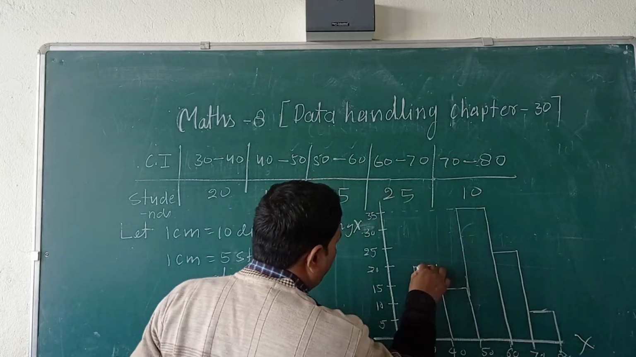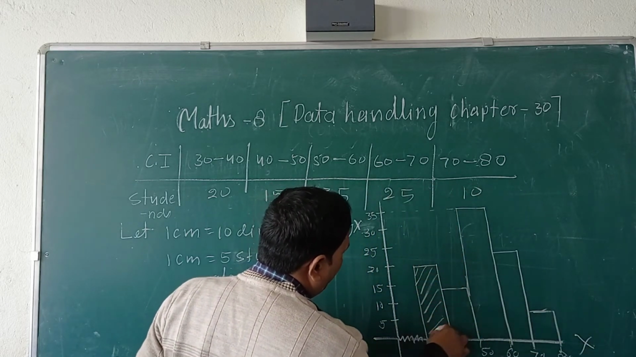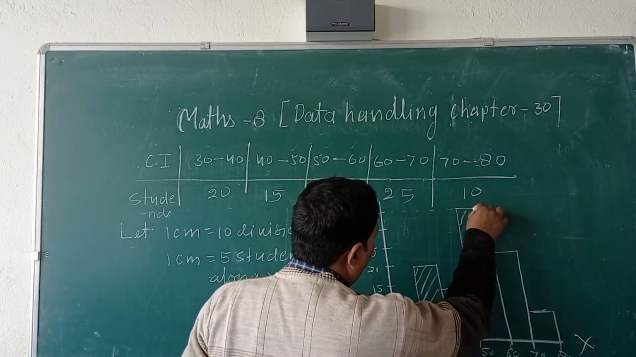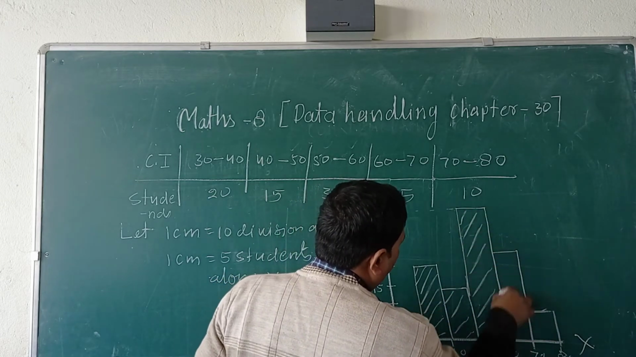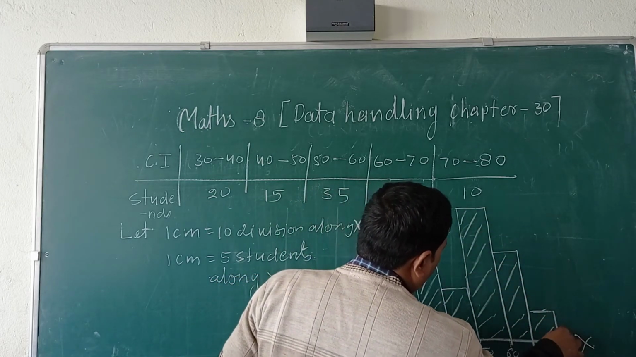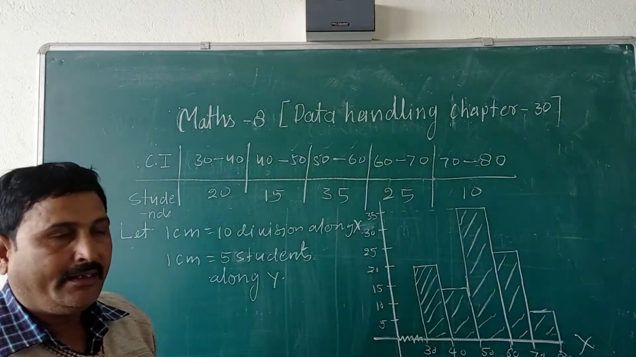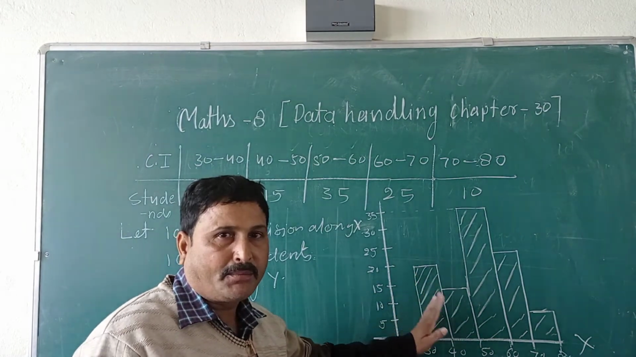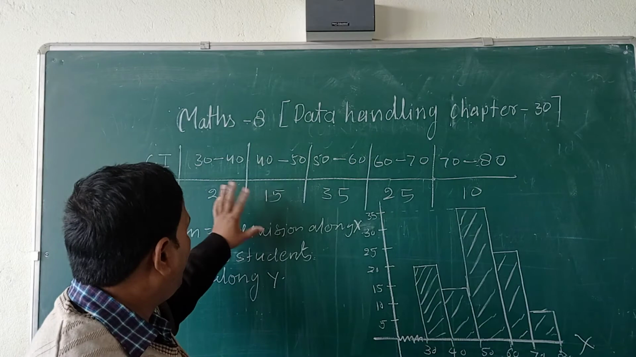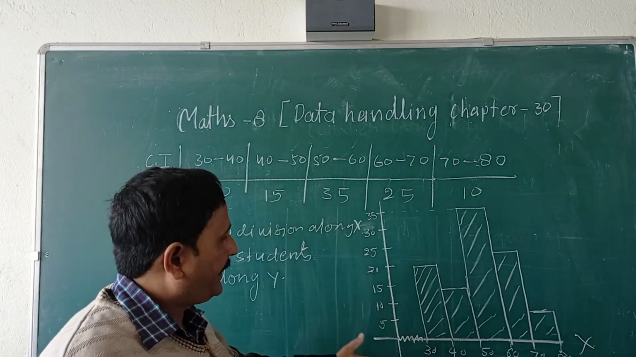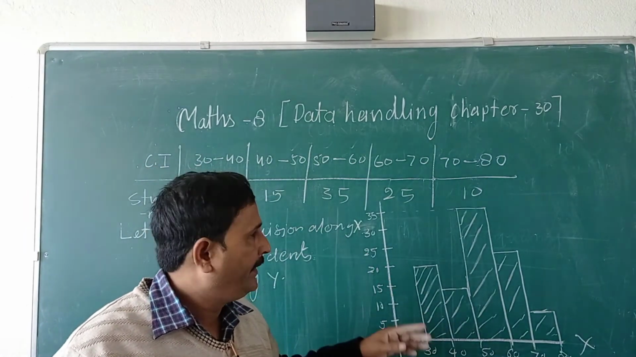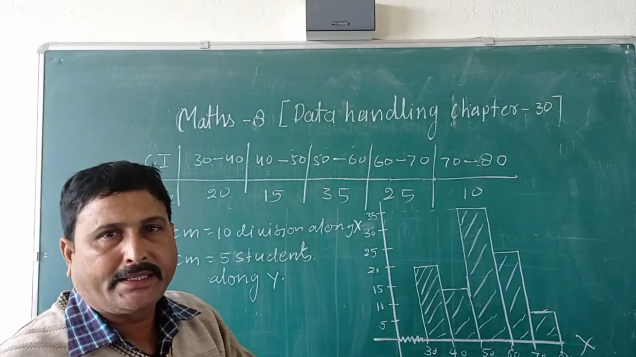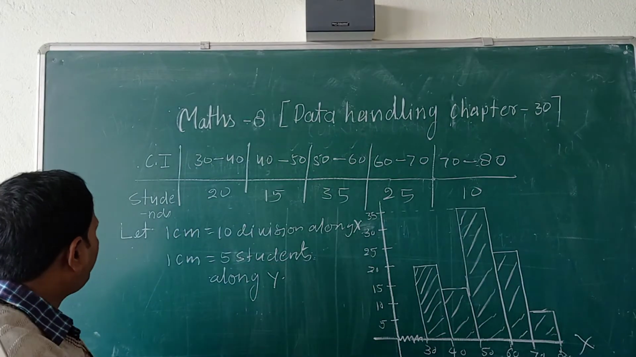Now check this figure. This figure is your histogram. You make this on the graph copy, and for this there is no need of calculation, you can directly do that. For exercise questions, practice 2 or 3 histograms.